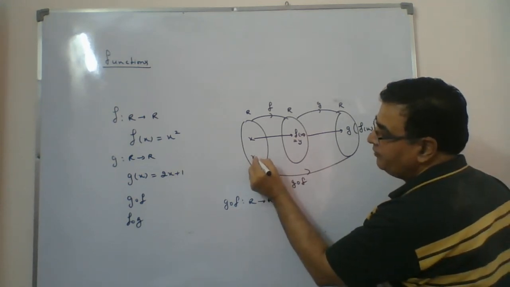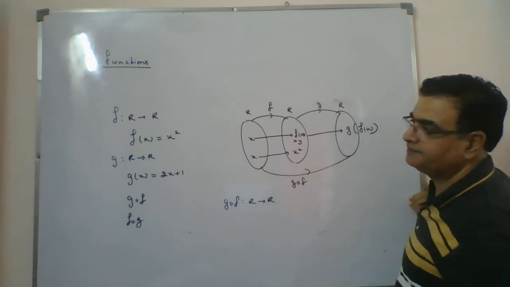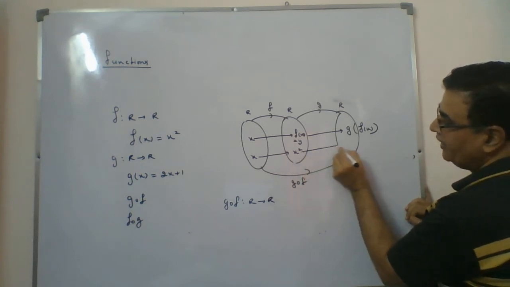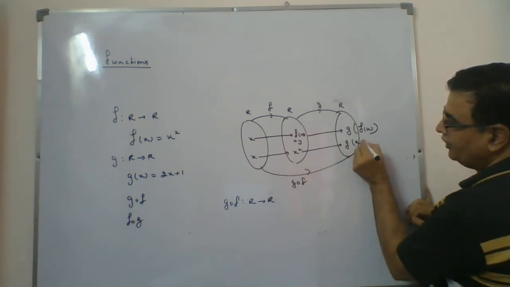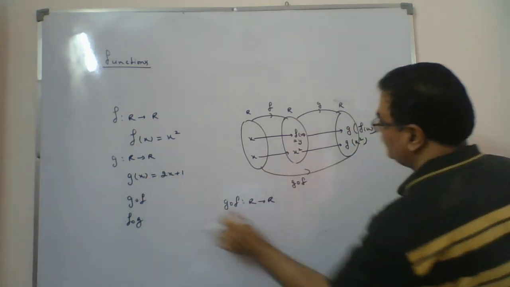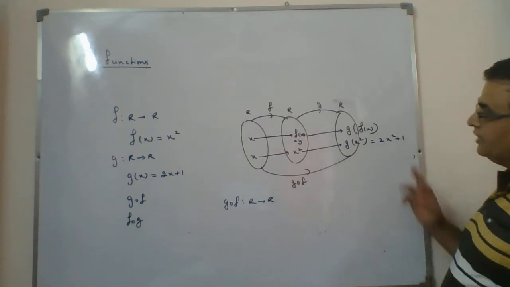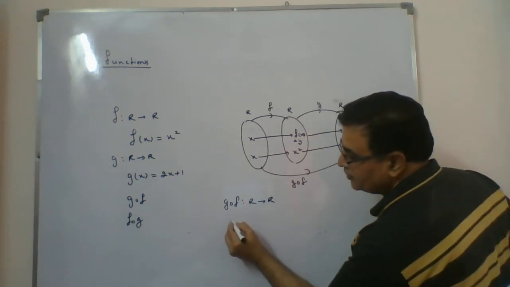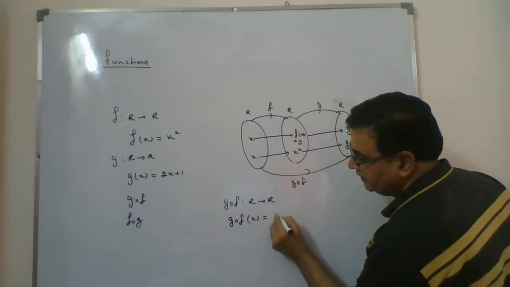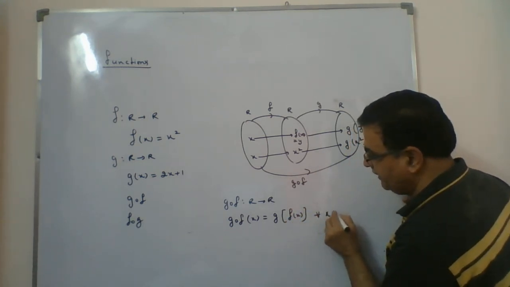Here, if you have the element x, what will be your f(x)? f(x) comes out to be x square. Just check here. And this x square, what will it come to? g of x square now. And g of x square means it comes out to be 2x square plus 1. We can solve it this way, or you can do it this way. g of f(x) for all x belonging to real.